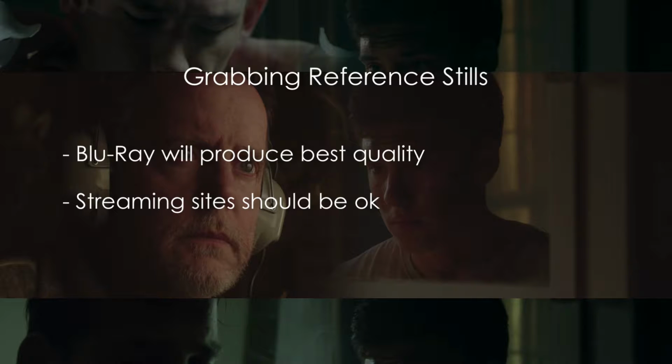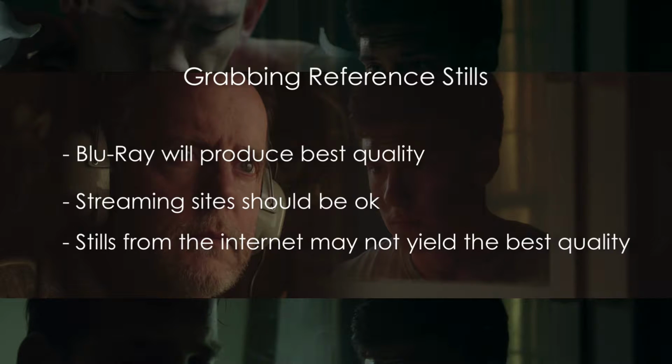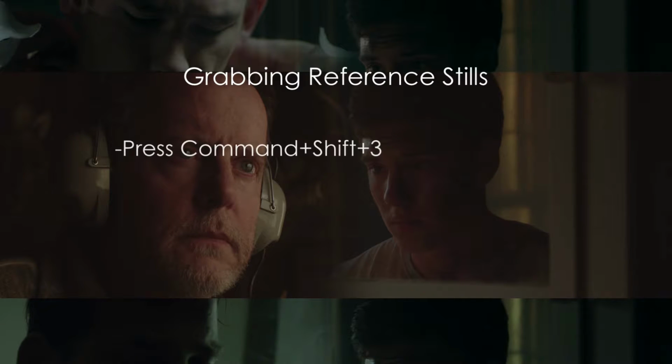Just be careful when pulling stills from the internet because the stills you find on Google are often highly compressed and oversaturated because the grading of the trailer might actually be different to the actual film. Now, to get those screen grabs, you can grab a still by using the keyboard shortcut Command-Shift-3 as the video plays back. The still will then appear on your desktop. In our case, I've already gone ahead and grabbed all the stills that we need.